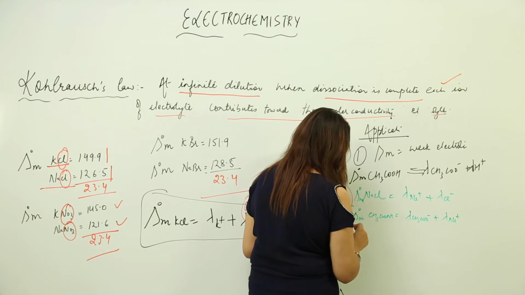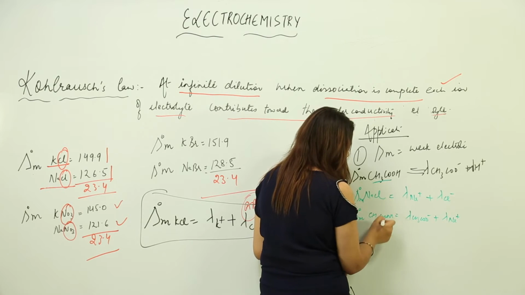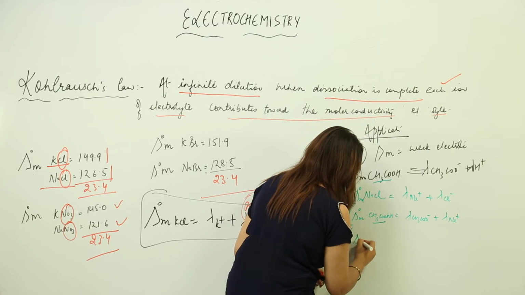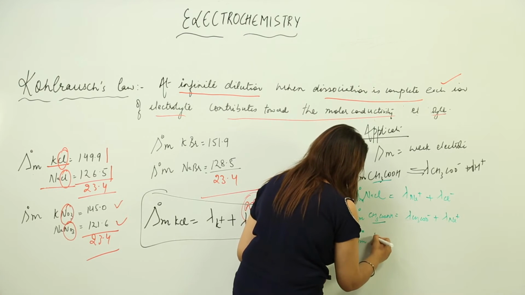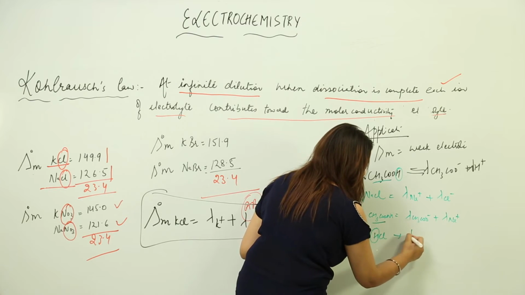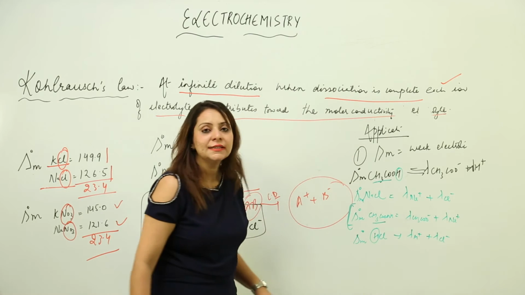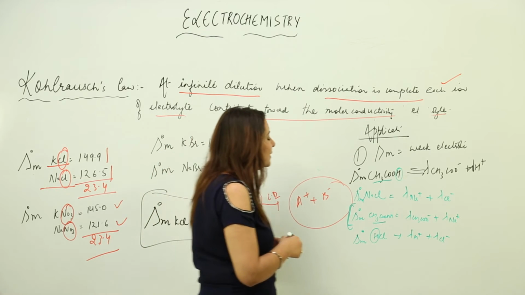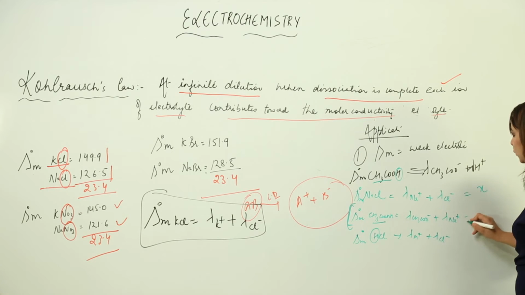So as you can see, this electrolyte has a common ion, CH3COO. Let's take another common electrolyte. Let's say we took HCl, it also has a same ion. So it will contribute lambda H positive plus lambda Cl negative. So let's say that the molar conductivity for NaCl is X, for this one is Y, and this is Z. Let us assume these values.